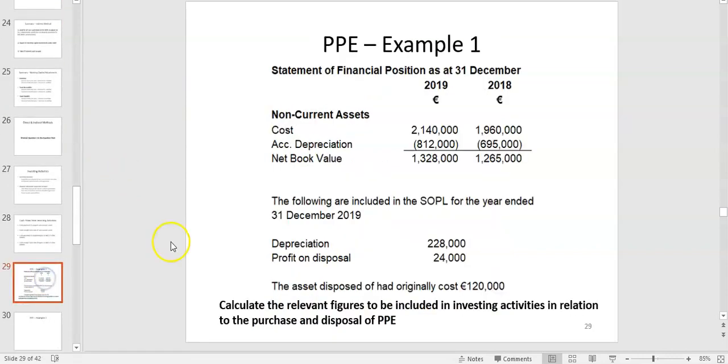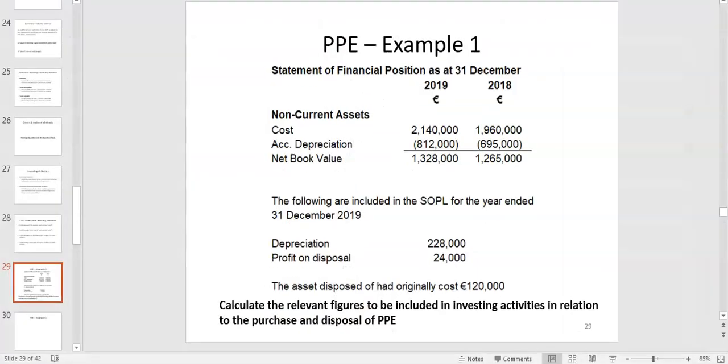However, what we're interested in now is, how much do we get for the sale of the equipment, and how much do we buy in new equipment? So to figure that out, let's have a look. We're told here the asset disposed of had originally cost 120,000. The profit on disposal was 24, but we actually don't know what we sold it for. So we're trying to solve a puzzle. See how tricky it can be here.